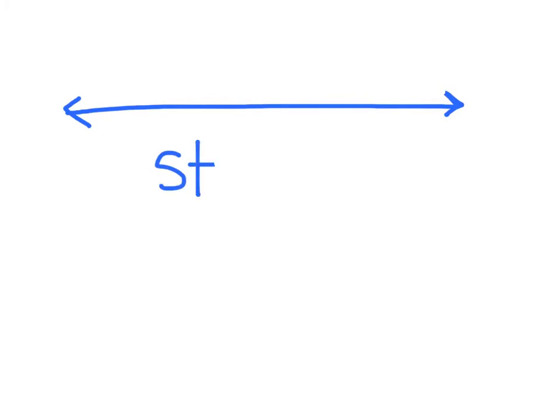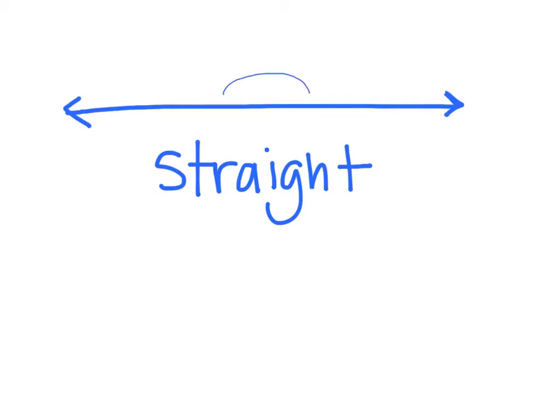The next special angle that we're going to name is called a straight angle. Straight like a straight line. Now a straight angle is shown as just a simple straight line, but if we were to measure this angle, it would always equal 180 degrees.